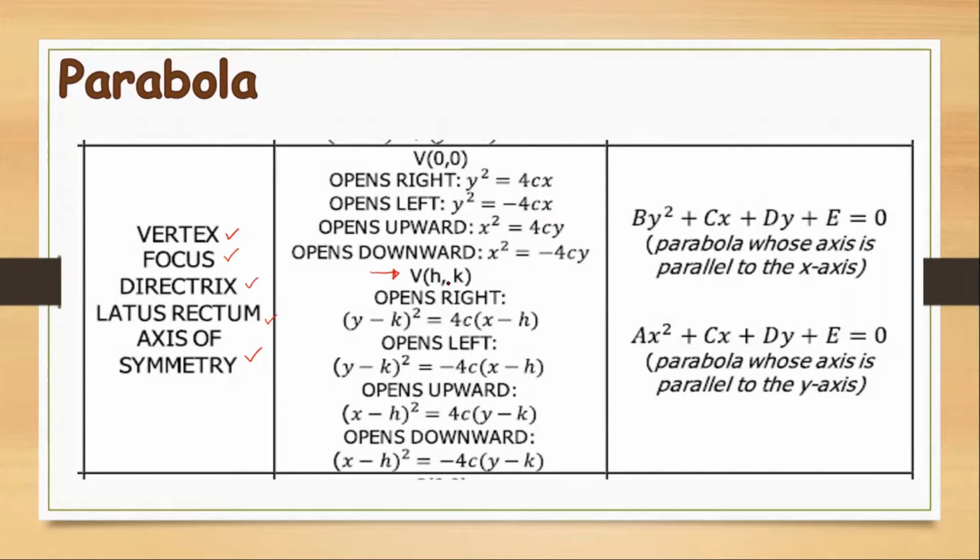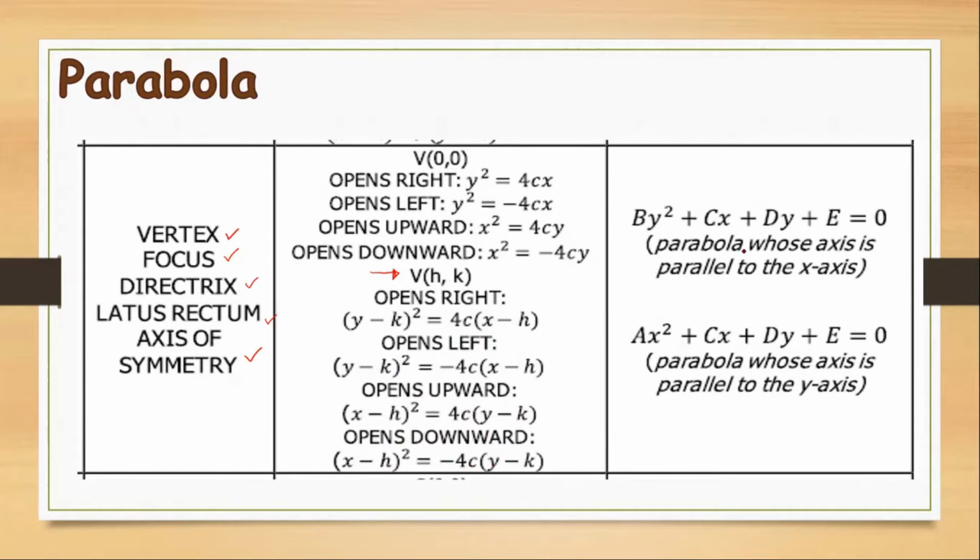However, if the vertex is at (h, k), and the parabola opens to the right, then the equation is the quantity y minus k squared equals 4c multiplied by the quantity x minus h. If it opens to the left, then we have the quantity y minus k squared equals negative 4c times the quantity x minus h. And if it opens upward, then we have the quantity x minus h squared equals 4c times the quantity y minus k.